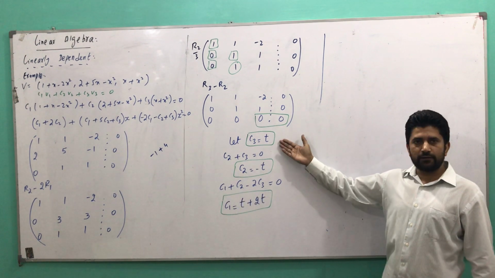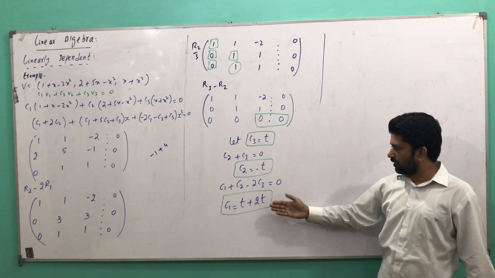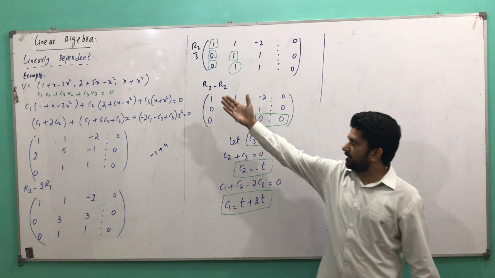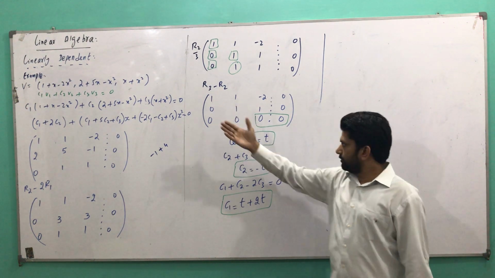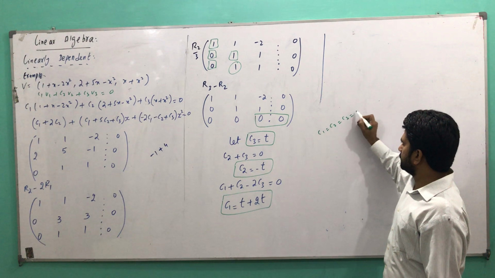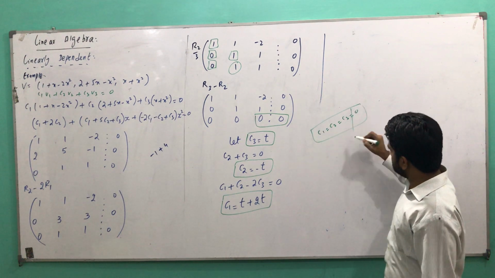For any value of t, you have different values of c1, c2 and c3. It means the given set of vectors is linearly dependent, because c1, c2, c3 are not all equal to 0. You have an answer other than 0.